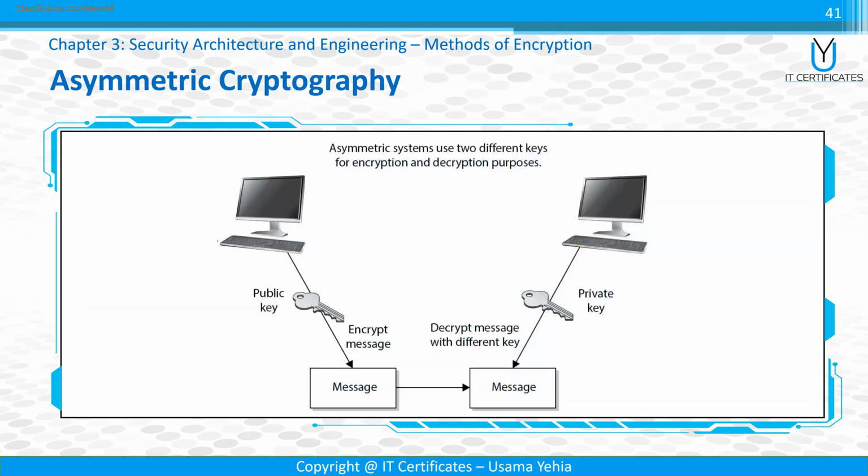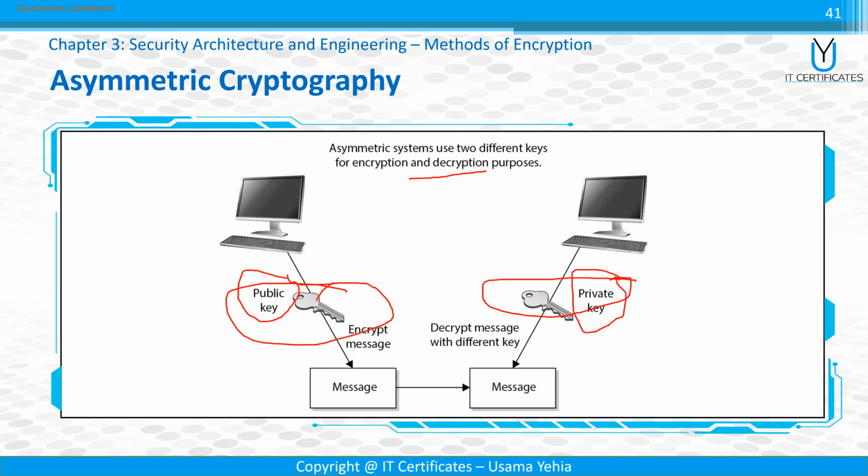Okay, as you can see here, if the user wants to encrypt, he will use the public key, and if he wants to decrypt, he will use the private key. But there is one trick here, and I will not ask you about it because I don't want to confuse you right now. Just know that the encryption will be done by the public key and the decryption by the private key.